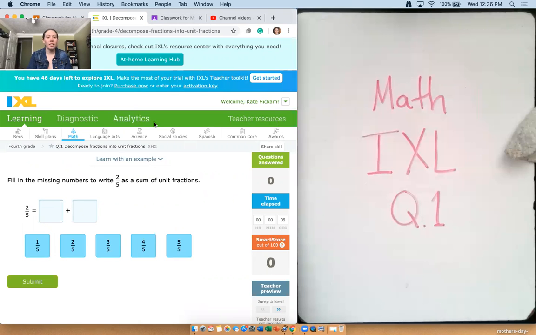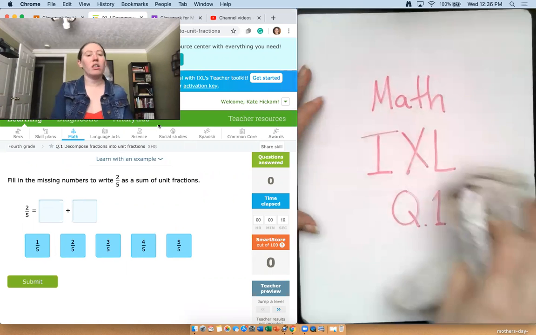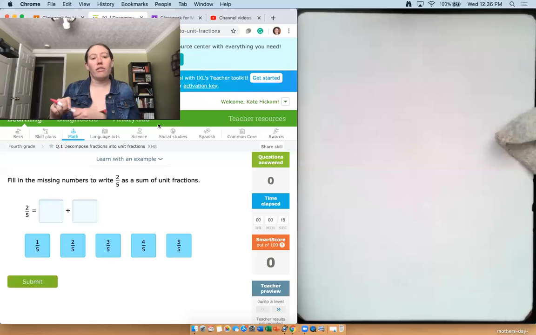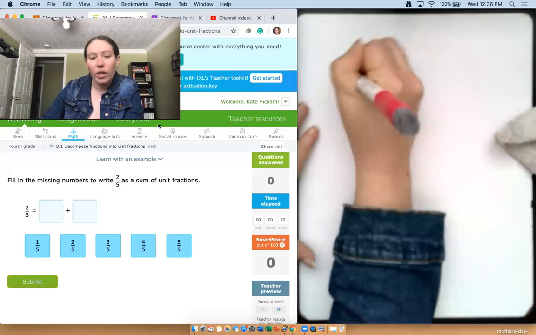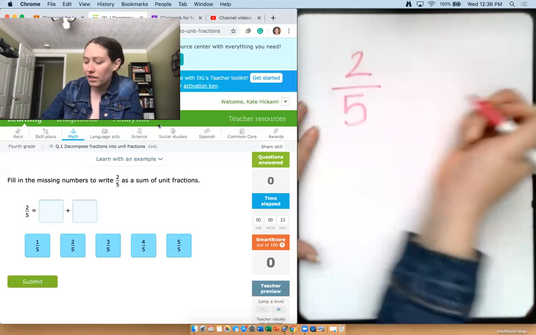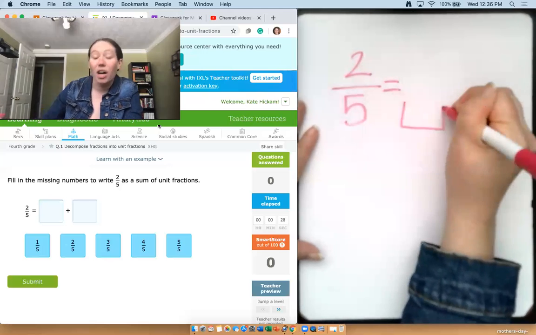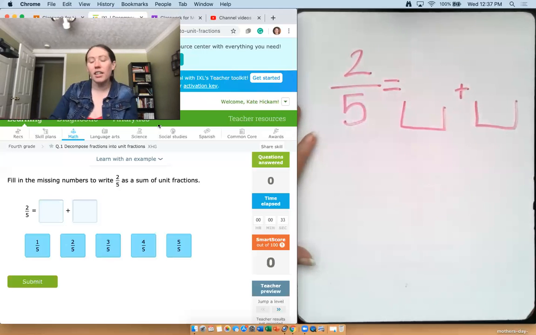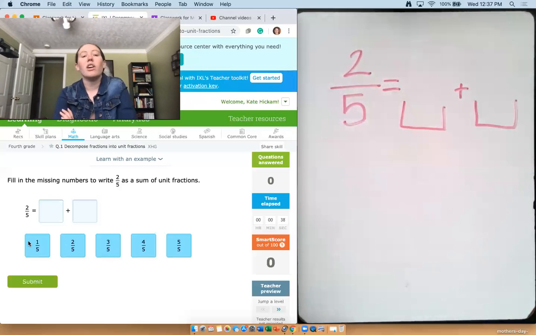All right. So decompose, as we know, means break down. So that's all we're doing here, is we are breaking down these larger fractions. For example, we have 2/5, and we need to break it into two smaller things. So we have a blank spot here, plus a blank spot here. Well, I gotta pick two fractions that can equal this original fraction. First of all, my denominator is the same because I'm adding fractions.